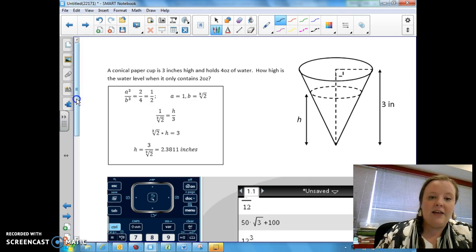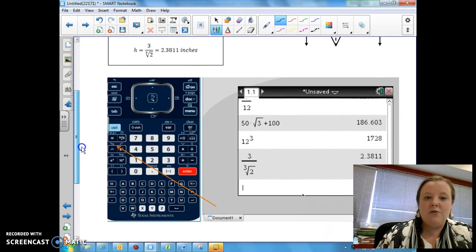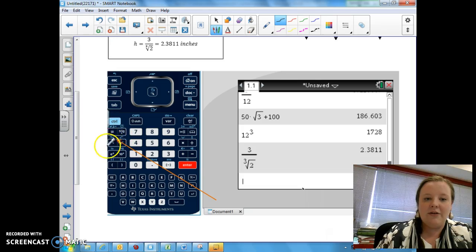Divide, and this is where your calculator comes in. You have a beautiful button right here on your calculator. If you hit Control and then the caret button, it's going to give you n root x. You can then tell it to do the cube root of 2. Super lovely. Use it. Spits out this lovely answer, and you get what the height should be.